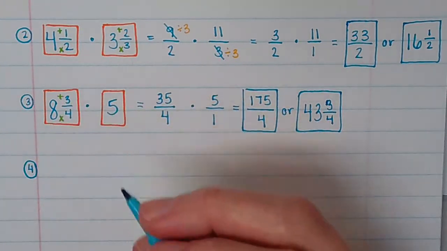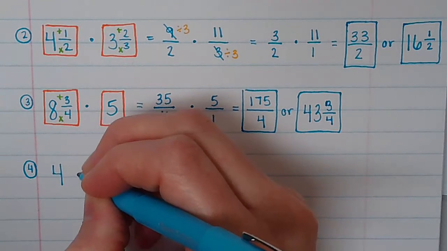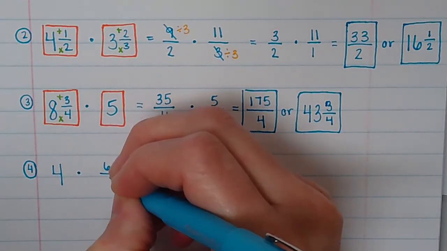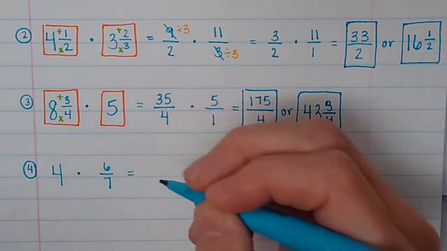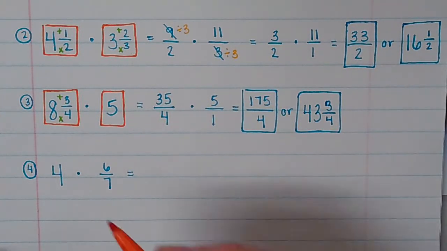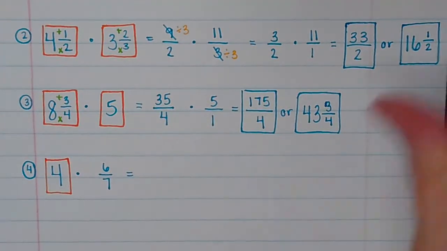Let's see, 4 times 6/7. Okay? One of these is fine. Hopefully you can identify which one's good. But this one right here is not good. We gotta fix this bad boy.